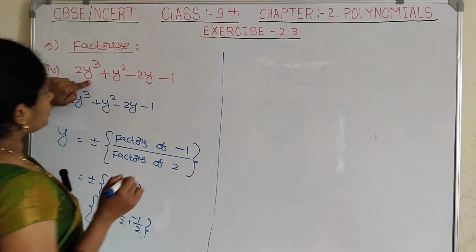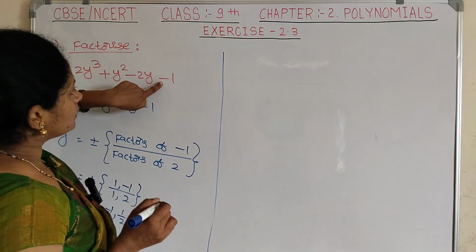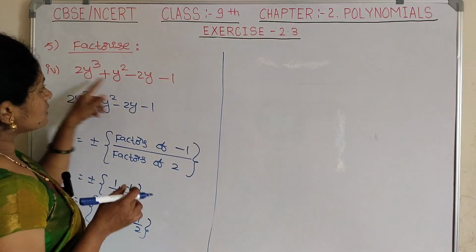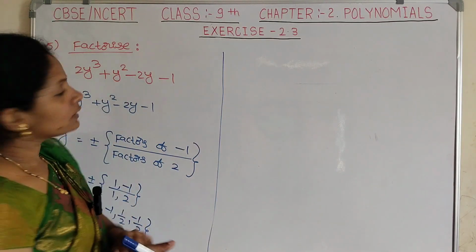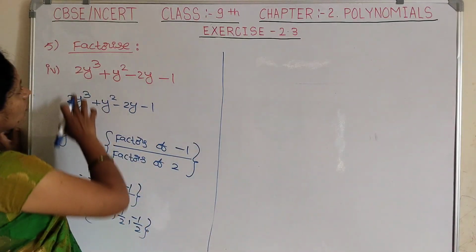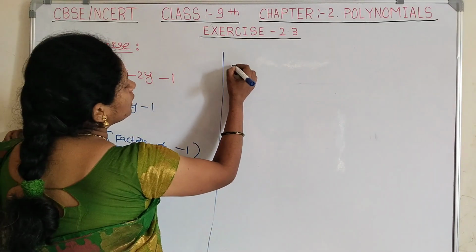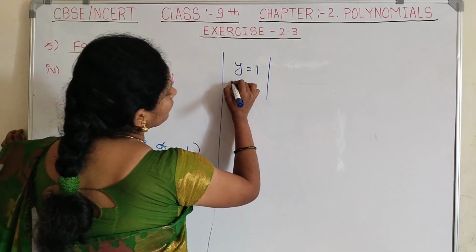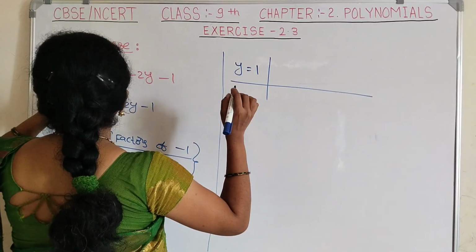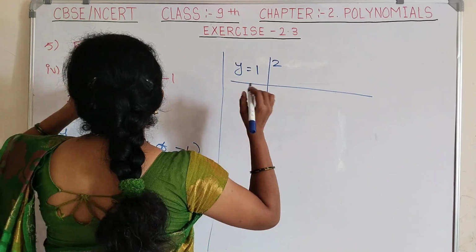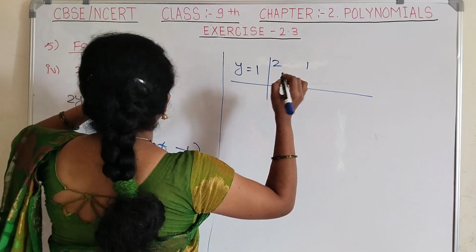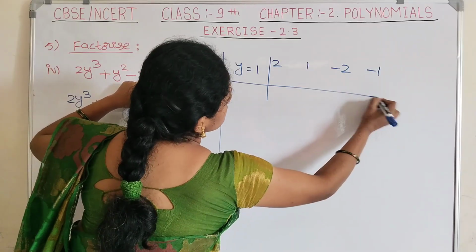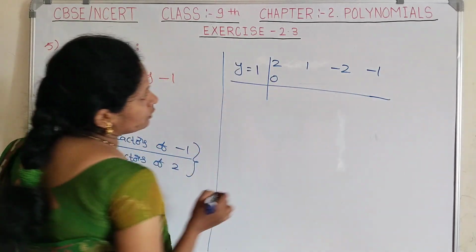Now 2y cube plus y square minus 2y minus 1. It seems that if we substitute y is equal to 1, it satisfies the given expression. Let us take y is equal to 1. The coefficient of y cube is 2. Coefficient of y square is 1. Coefficient of y is minus 2 and minus 1 is the constant. Write down the 0 here.